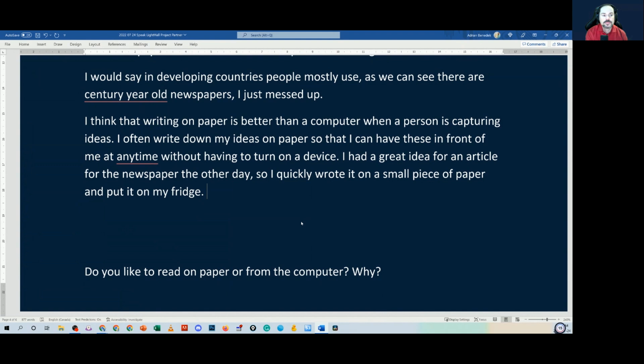So here we go. I think that writing on paper is better than a computer when a person is capturing ideas. I often write down my ideas on paper so that I can have these in front of me at any time without having to turn on a device. I had a great idea for an article for the newspaper the other day, so I quickly wrote it on a small piece of paper and put it on my fridge.